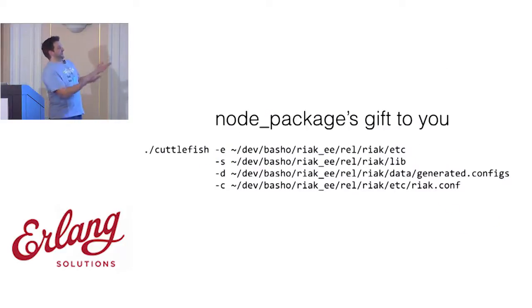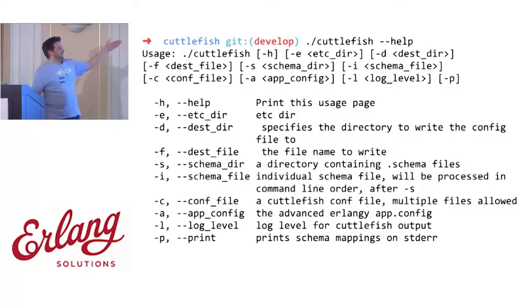So what does node package give you? It gives you a present. It gives you all of these flags already set to the Cuttlefish escript command line arguments. Here's what they actually do. So E is for the Etc directory. It's where you wind up writing these things. D, destdir, that's where the generated app configs actually go. S is schemadir, where you look for these schema files. And C is the conf file you're loading, in this case React conf, wherever it actually lives.